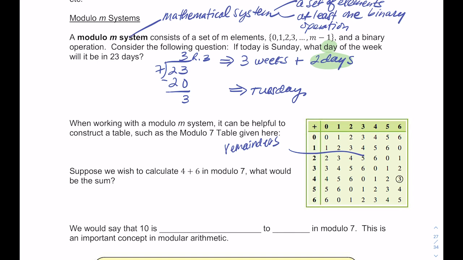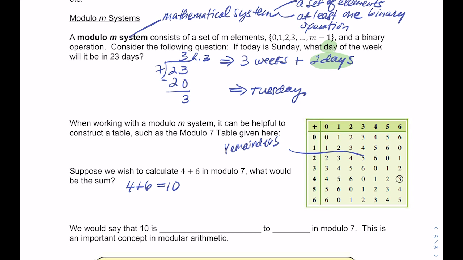Those remainders are important. So let's say we want to calculate 4 plus 6 in modulo 7. What would be the sum? I know that 4 plus 6 is equal to 10, right? But if you look in the table, you're not going to see the number 10, because when you're dealing with a modulo 7 system, you should only be dealing with 7 elements, which are 0 through 6, because when you divide by 7, you're never going to have a remainder greater than 6. It's either going to be 0, 1, 2, 3, 4, 5, or 6.